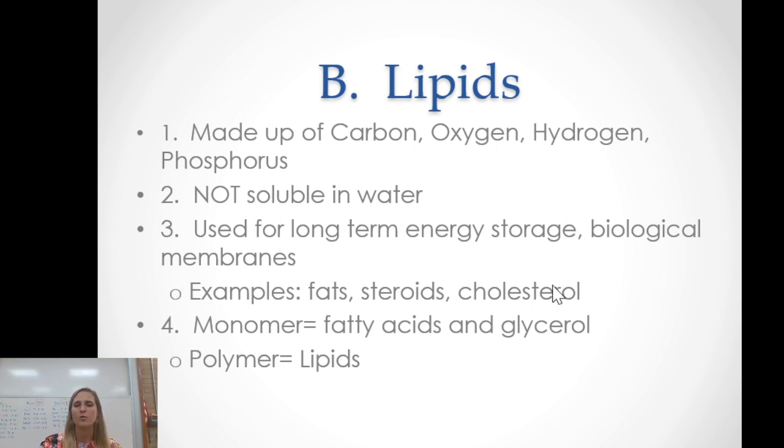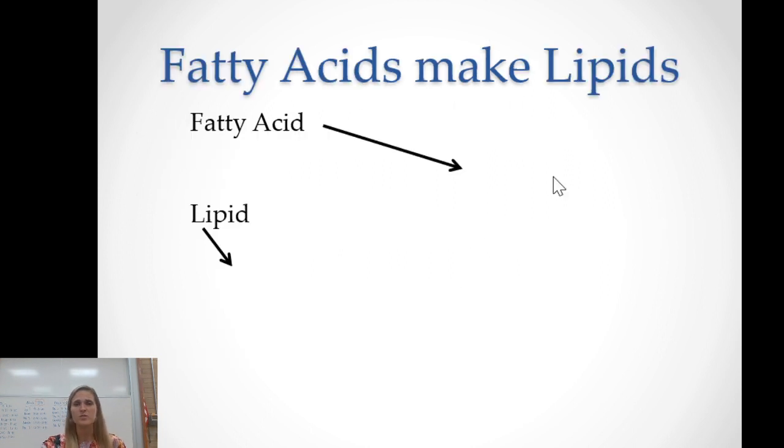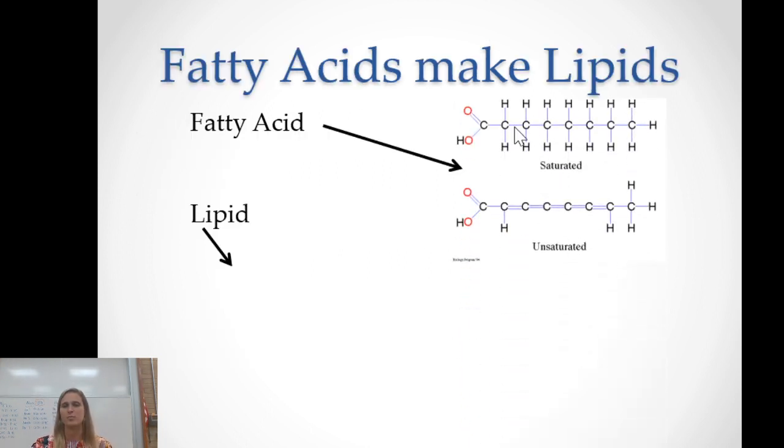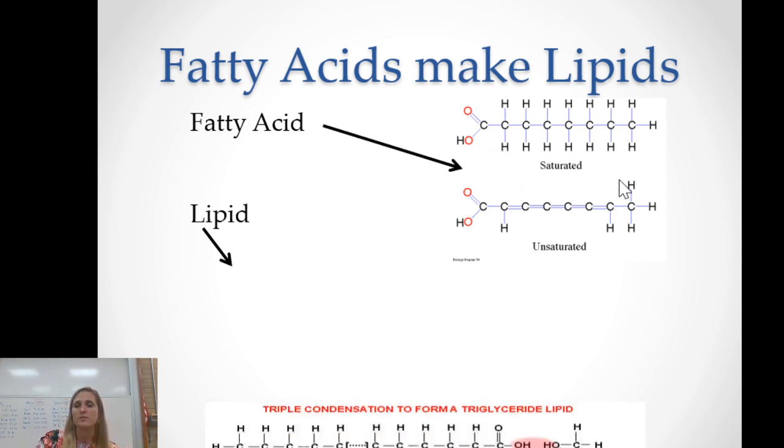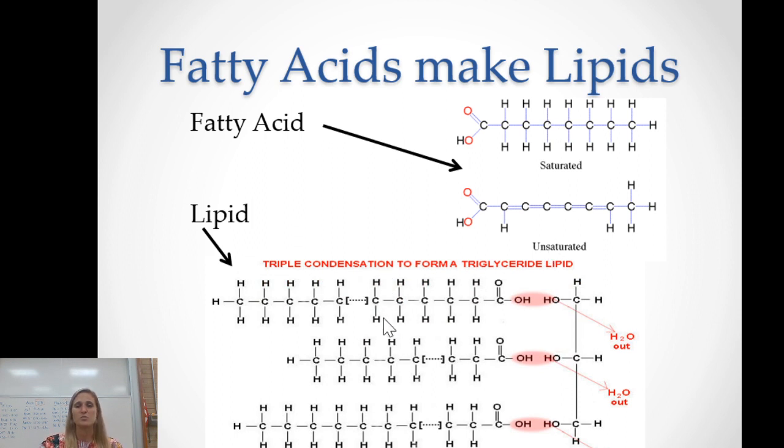The monomer for a lipid is a fatty acid and glycerol, okay, that has 2 monomers. And the polymer, the big chain, is called a lipid. So fatty acids look like this when we put them in the format of just a chemical with bonds, and then a lipid is a bunch of these put together. So the monomers, again, are the fatty acids right here on this part of the picture, and then the glycerol.